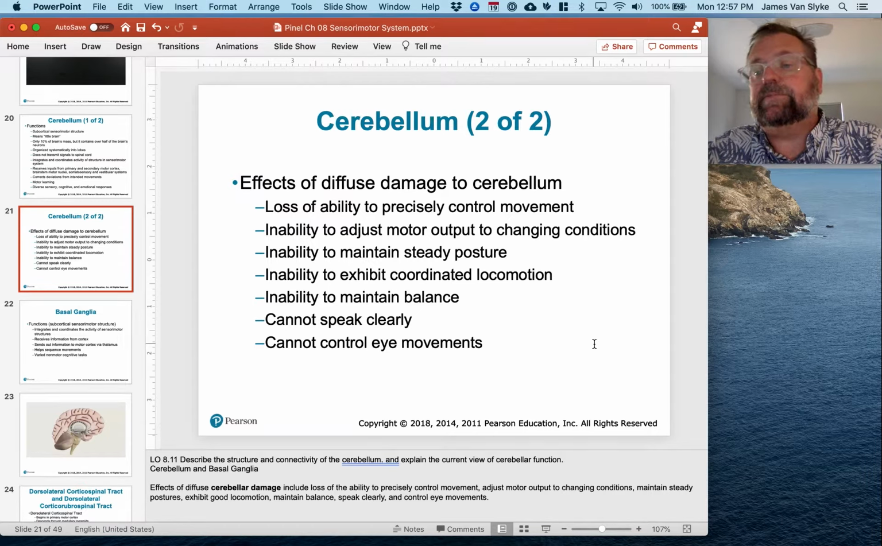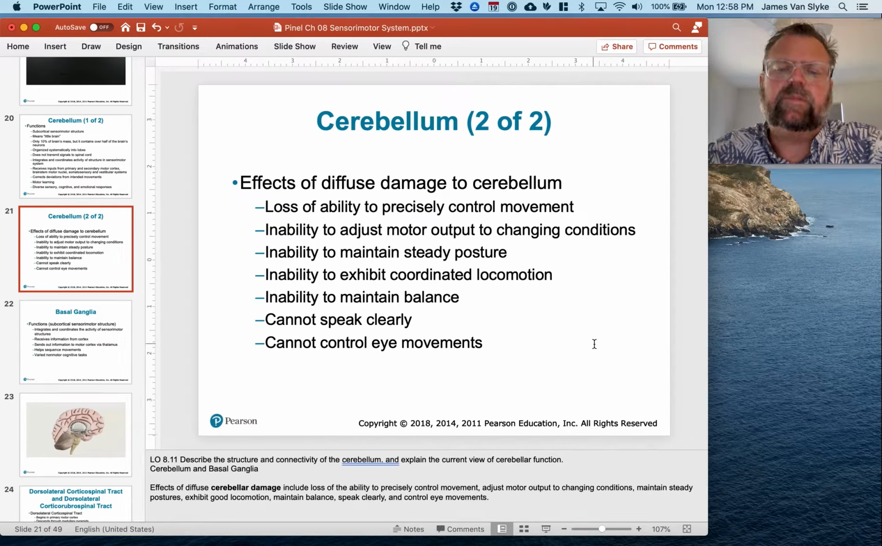It's been linked with things like inability to exhibit coordinated locomotion. So there's a lack of coordination associated with different kinds of motor tasks that seems to be related to damage to this area. Inability to maintain balance, cannot speak clearly, and cannot control eye movements. So in a lot of ways, there can be really general sorts of motor problems that you'll see when the cerebellum is damaged. And that's because it's playing that secondary role of helping to perfect, to a certain extent, certain kinds of motor actions.